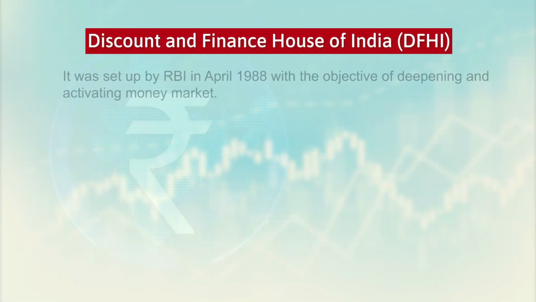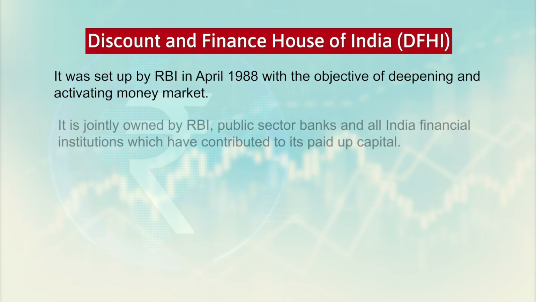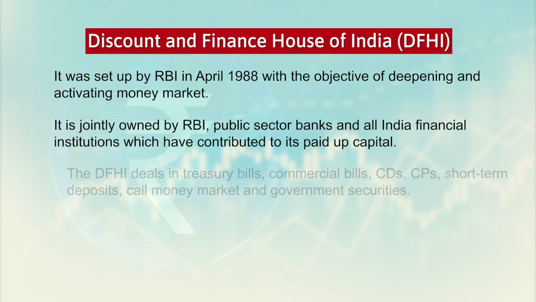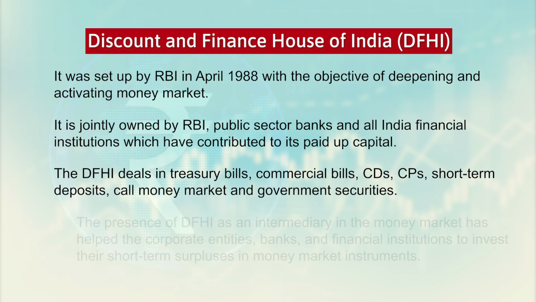Next, we come to the Discount and Finance House of India, which is DFHI, which was set up by the RBI in April 1988 with the objective of deepening and activating the money market. It is jointly owned by the RBI, the public sector banks and all India financial institutions which have contributed to paid up capital. The DFHI deals in treasury bills, commercial bills, certificates of deposit, commercial papers, short-term deposits, the call money market and the government securities.